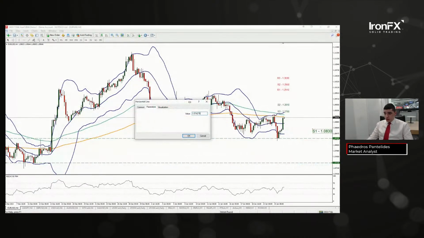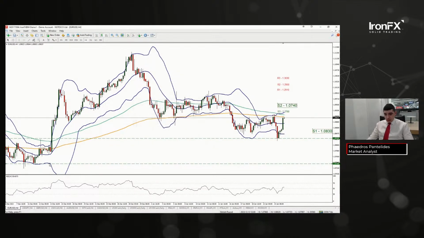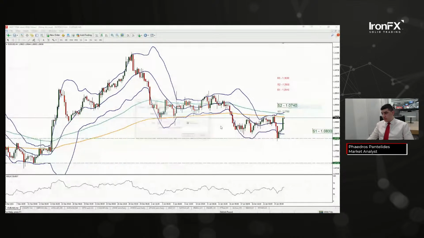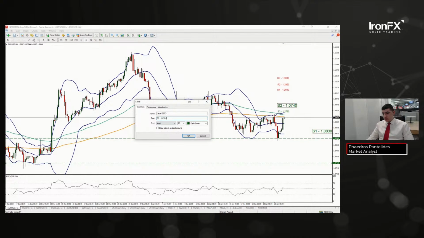So you have S2 at 1.0740, rounded up. And actually, since we rounded it up, you can see that it's no longer on these two candles. As such, 1.0742 would be more prudent. So S2.